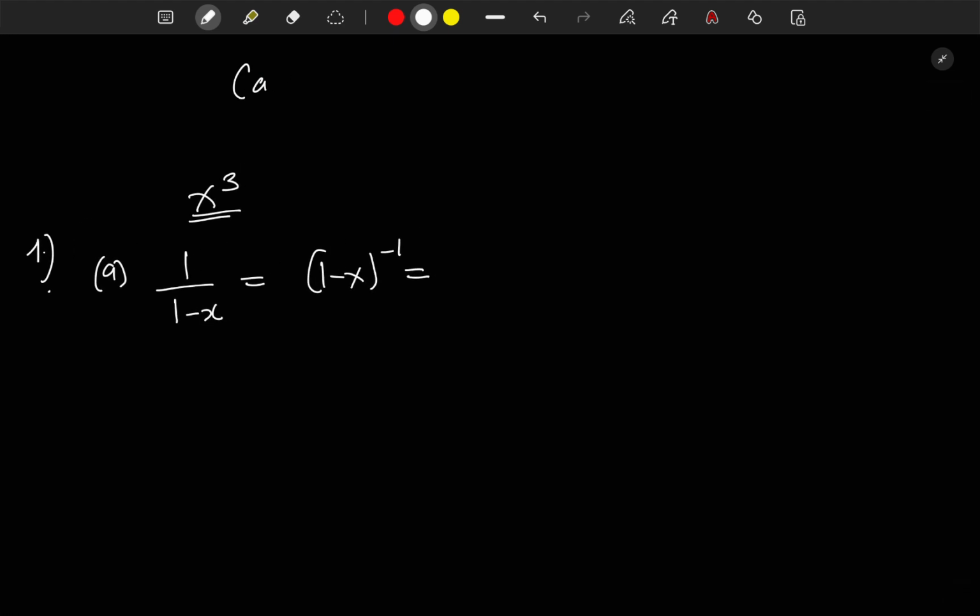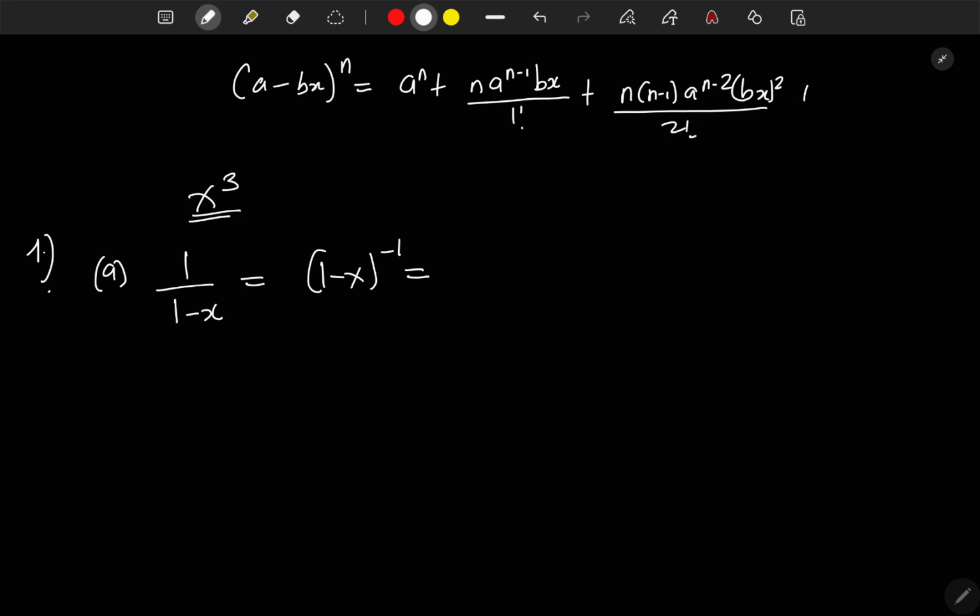So I've got a minus bx to the power n. This is a to the n, plus n, a to the n minus 1, then b over 1 factorial, plus n, n minus 1, then bx squared over 2 factorial, and so forth. That's the one that we're using. So even here, let's do the same.